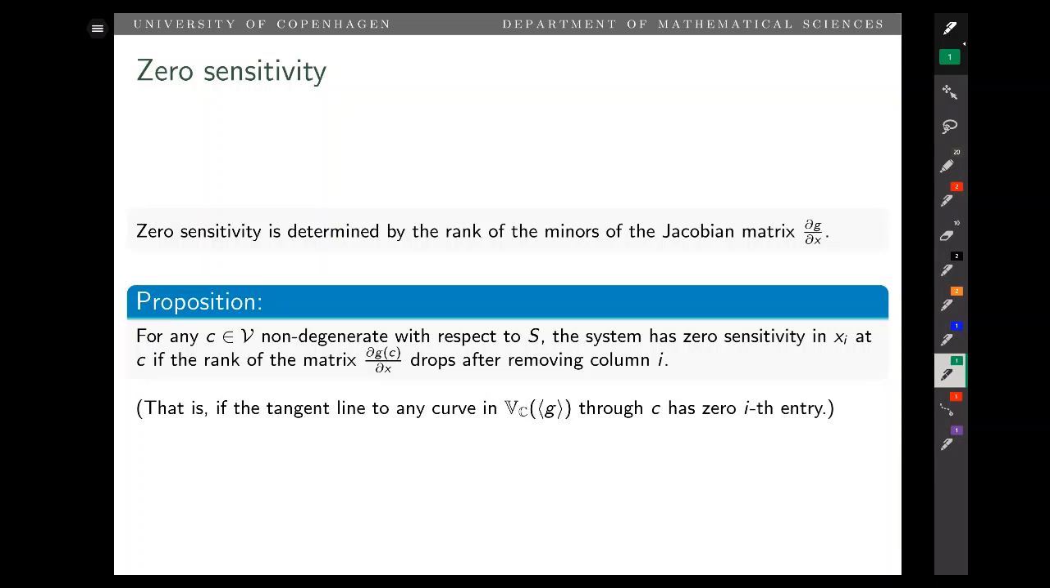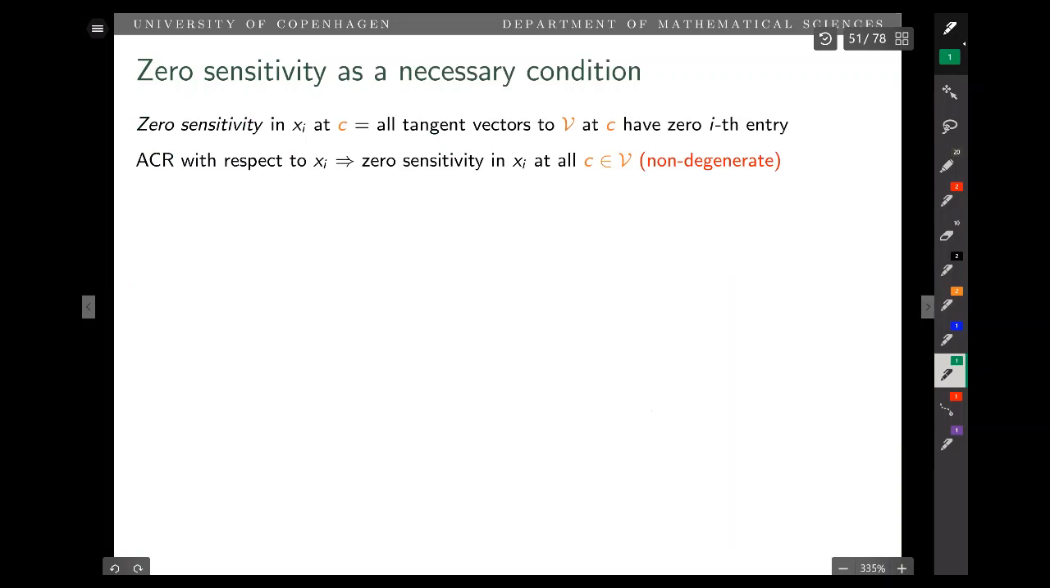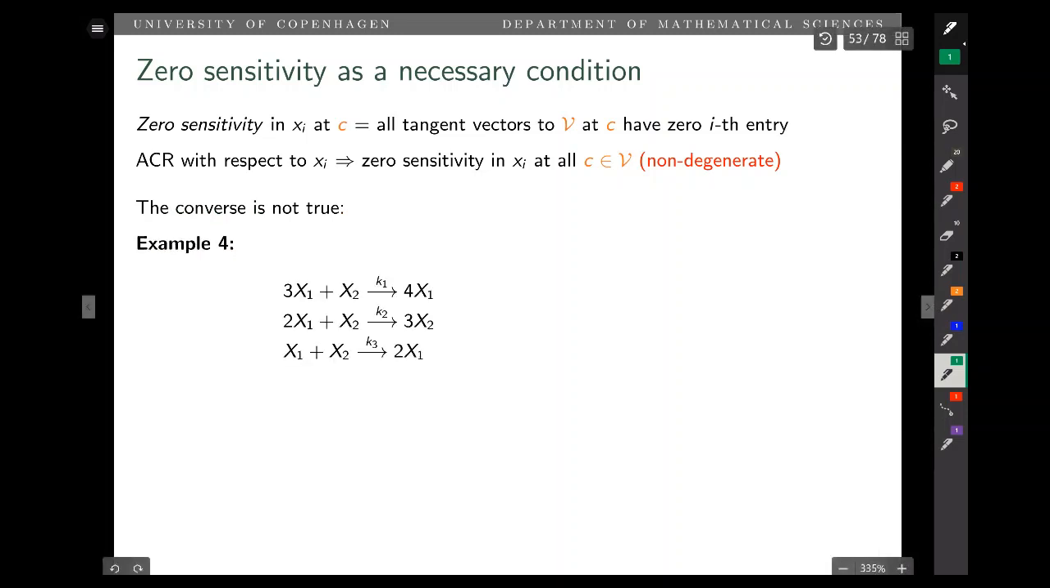It's not very deep, but one needs to think about it. I don't expect you to see it, obviously, but the ideas here are not very deep. You just need to do the computation. So this is what zero sensitivity is, and it's a necessary condition for ACR. But it's not a sufficient condition again. Why is it not a sufficient condition?